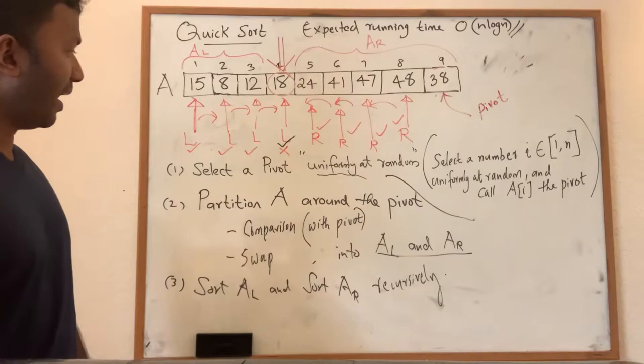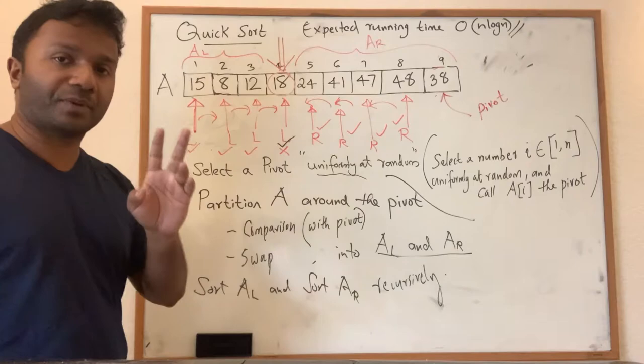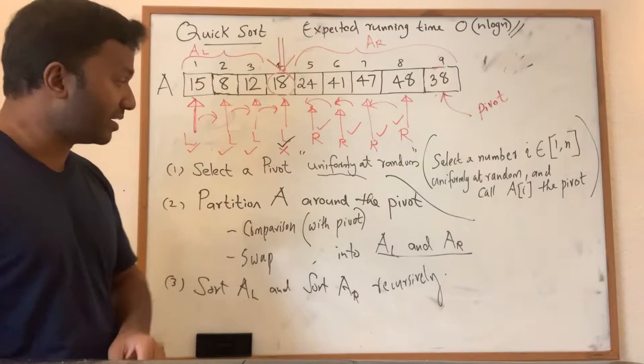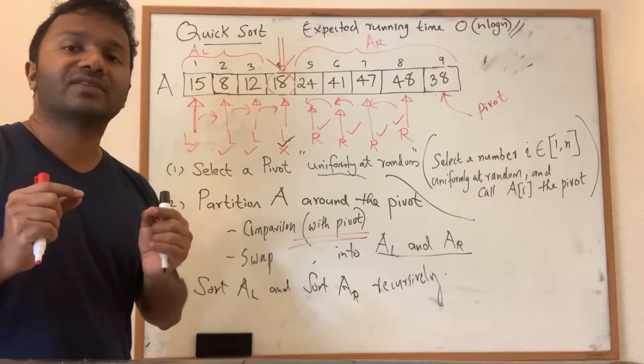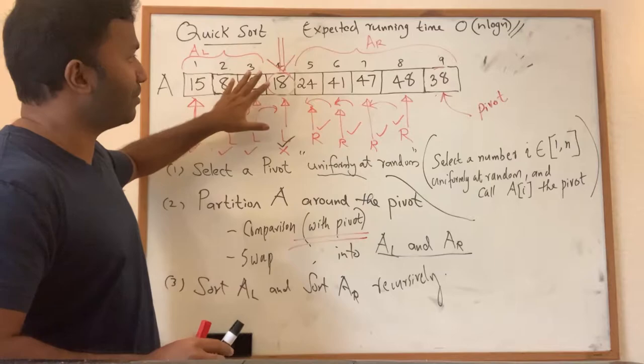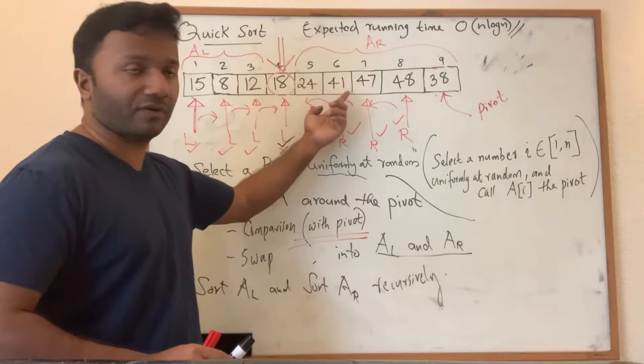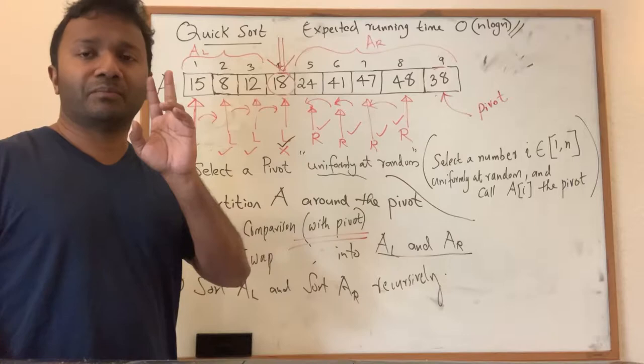And during this partitioning step, the operations which we are doing are comparisons and swaps, right? And most importantly, the comparison is always with the pivot, okay? So in this example, I have never compared 12 and 24, or I have never compared 8 and 41, or 41 and 48. The comparison was always between two numbers where one number is the pivot. Okay, so keep that in mind.